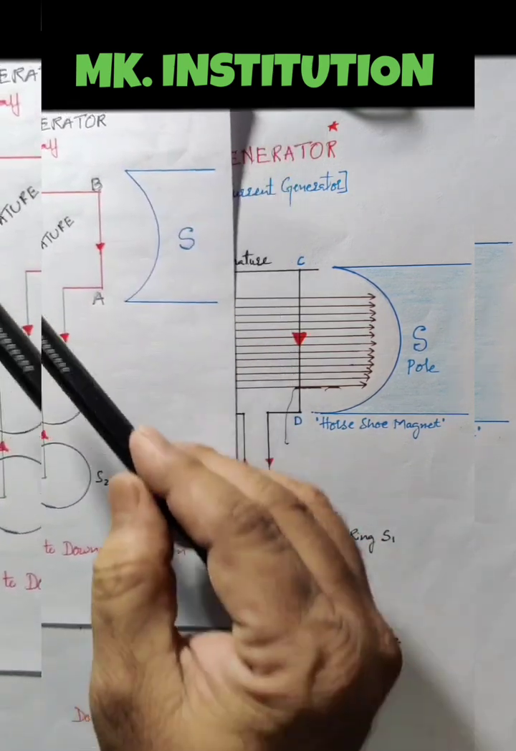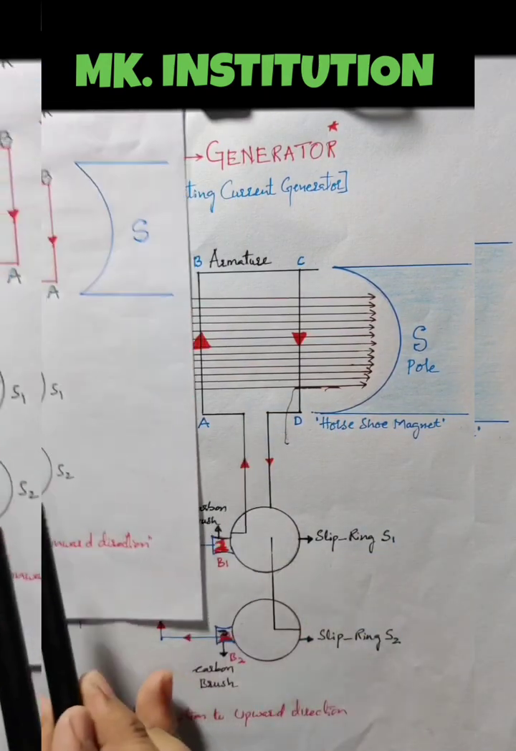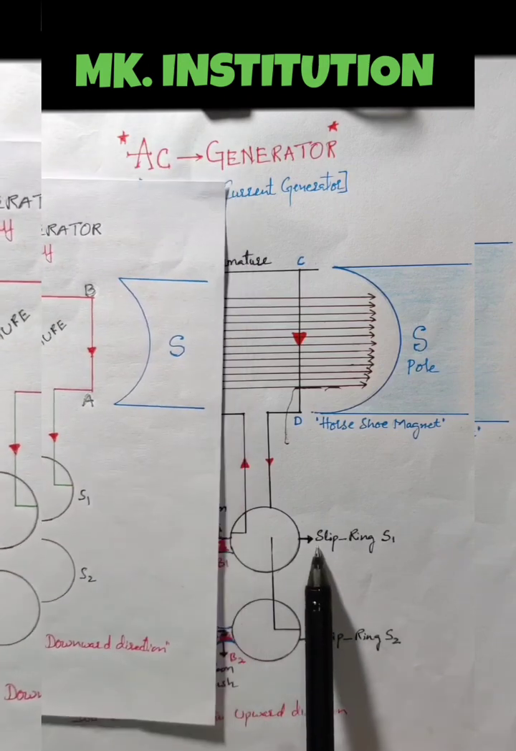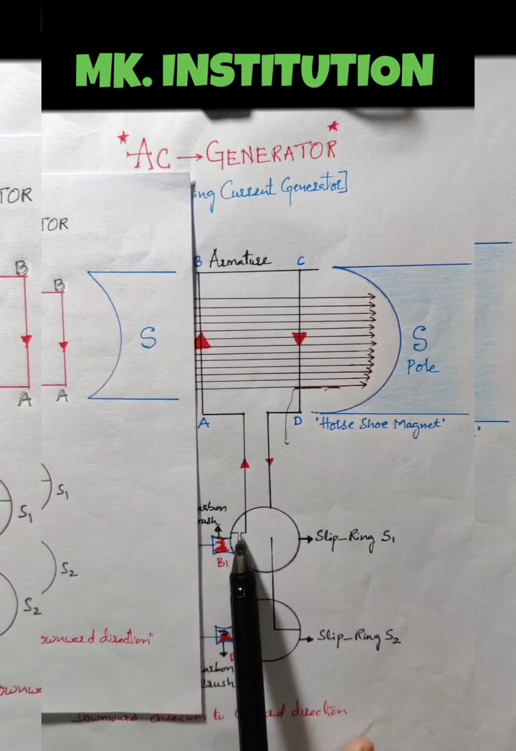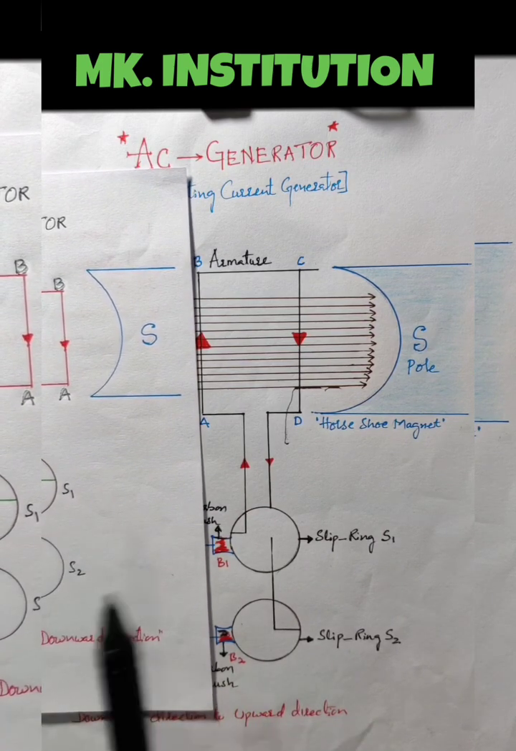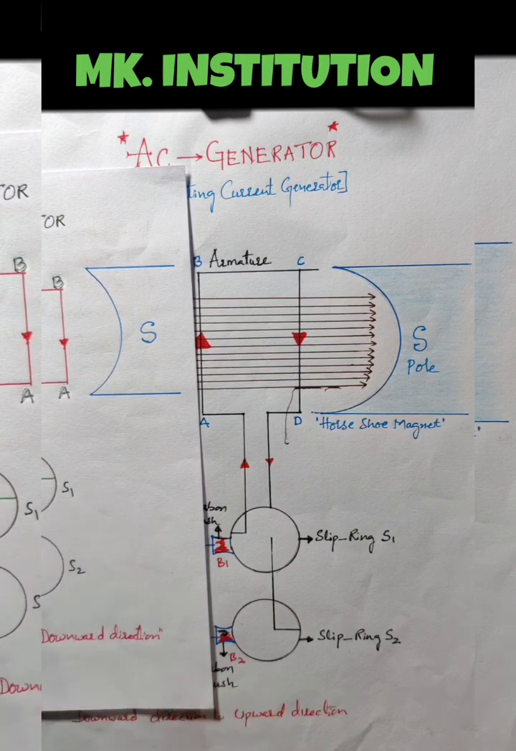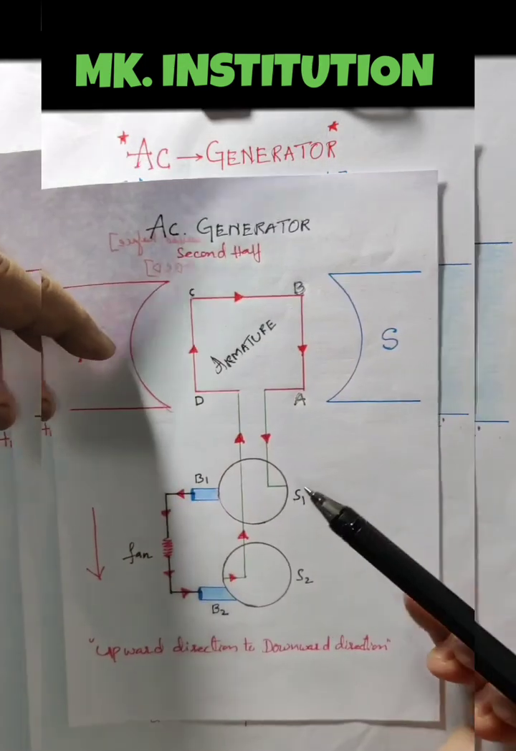Slip ring 2 connections also will be the same: the C and D connection is S2. Here also S2. But the position, you see, S1 in the beginning was on this side. Now in position 2, it is here, because of the movement of this armature in the slip rings. So in the second position it is here. Now see how the current moves here.